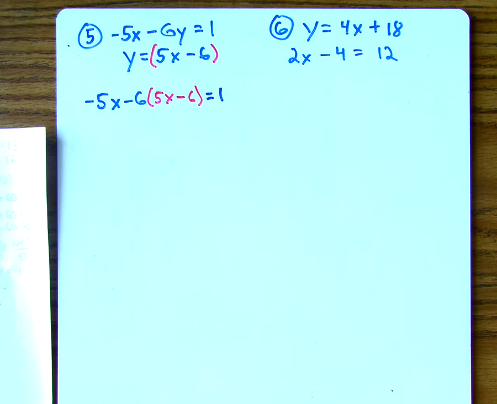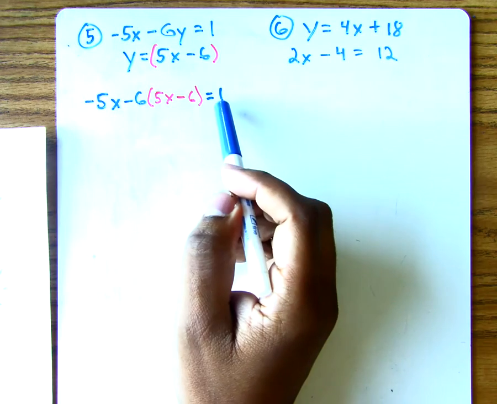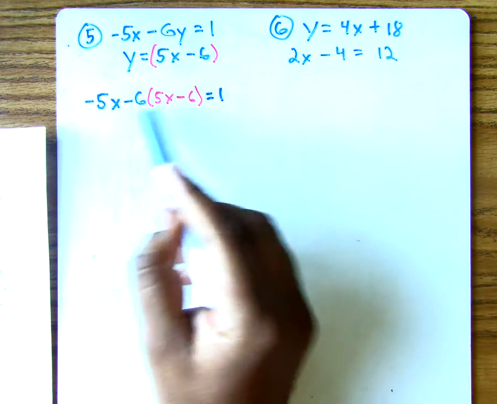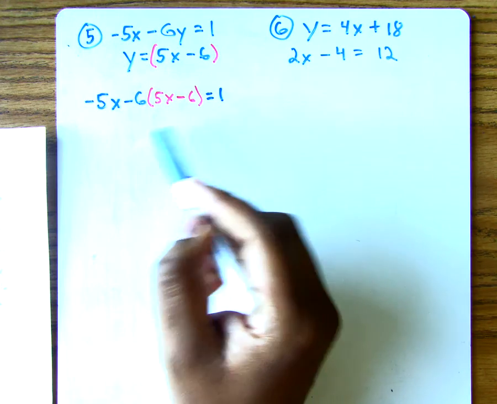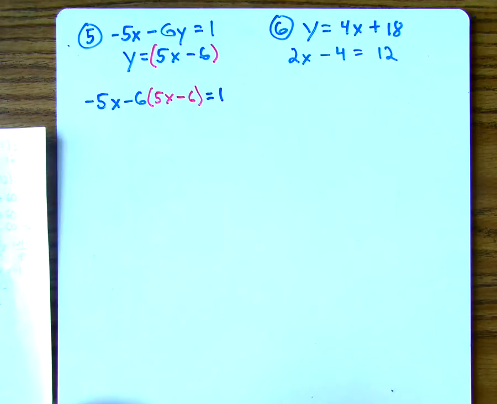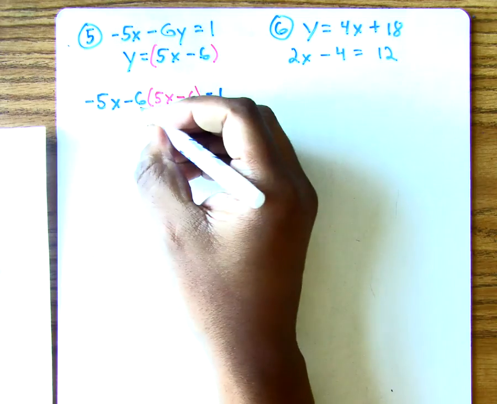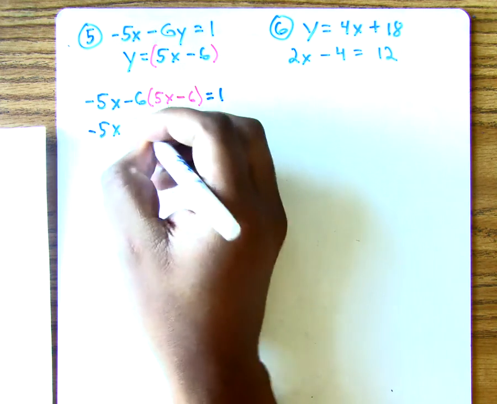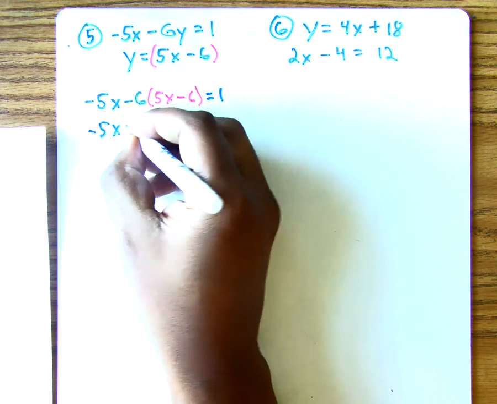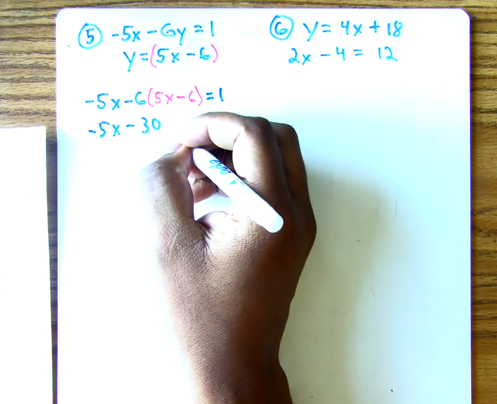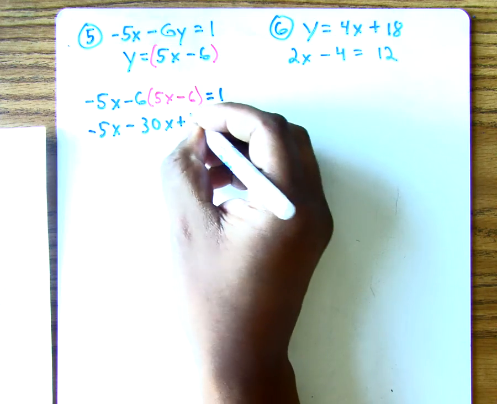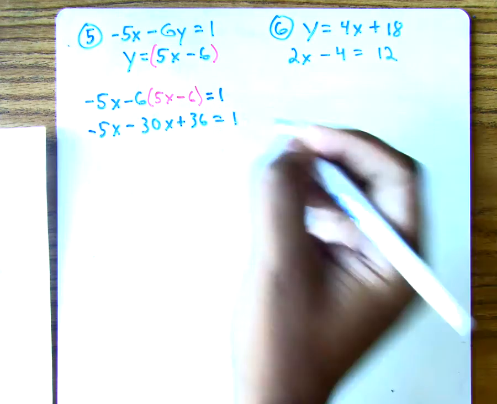Now we can solve the equation for x. Once we have it solved for x, we can figure out y. Everything in here is now according to x, so all we have to do is find the value for x with basic algebra. We'll distribute first, and that gets us negative 5x minus 30x plus 36 equal to 1.